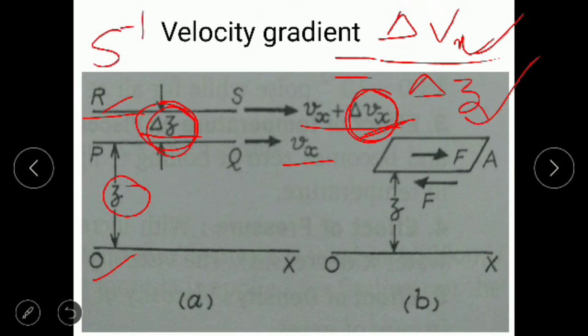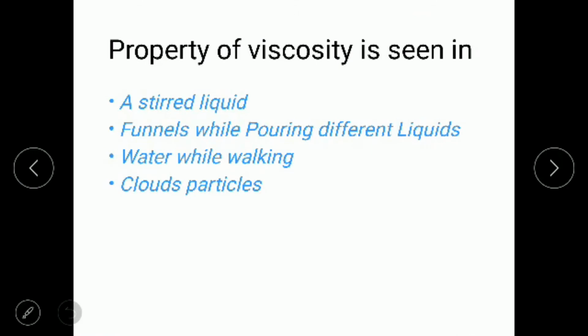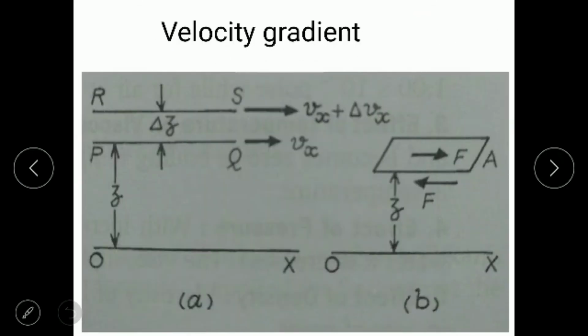Now let us look at diagram B. It has become a bit messy, so I'll show you another image. Look at diagram B. Let us consider a liquid layer of area A at a height Z above the layer OX. The layer of the liquid immediately above it tends to accelerate it with a viscous force F, while the layer immediately below it tends to retard it backward with the same viscous force F.